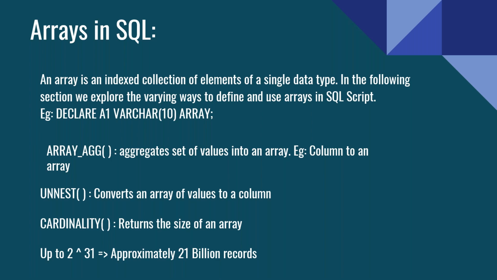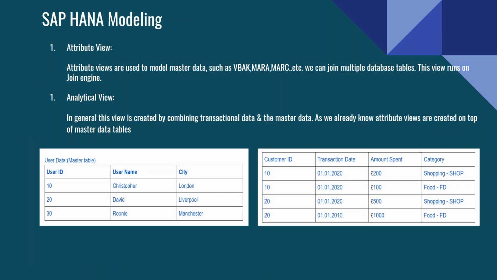Suppose in this example, if you see, we have declared a1 as a varchar array. Up to how many records can each array hold? Up to 2 to the power of 31 records it can hold. That means approximately 2 billion records a single array can hold. Okay, this is just a fun fact. So we'll see examples on array aggregation, unnest, and cardinality also in our example.